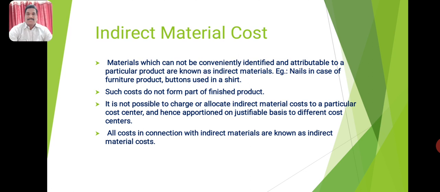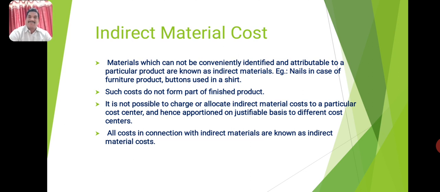In the case of furniture, while making chairs, we may require Fevicol gum. Gum is an indirect material, but wood is a direct material. But without gum, it is not possible to make that particular chair, because we have to paste certain parts of the wood together using this. And nails are used.